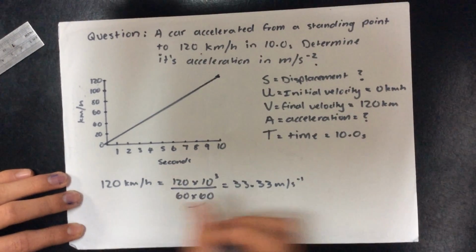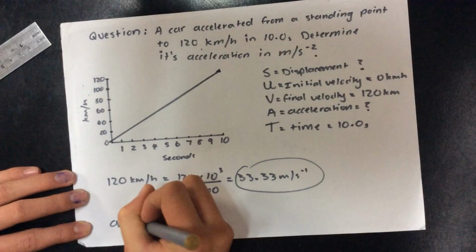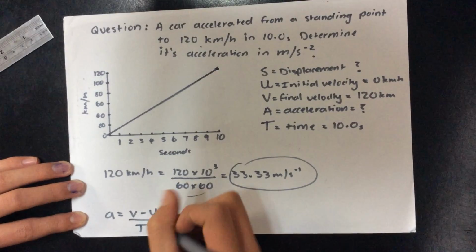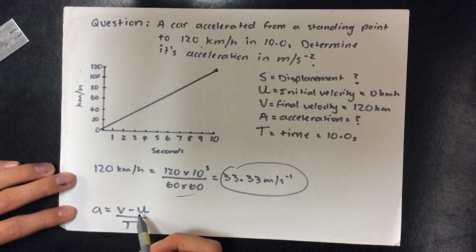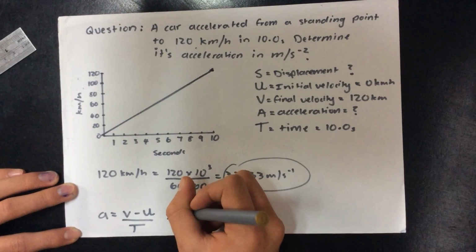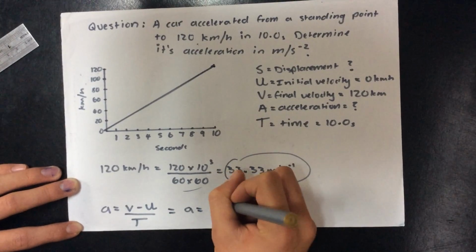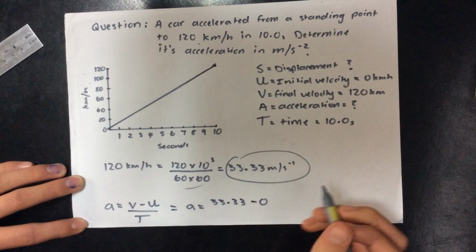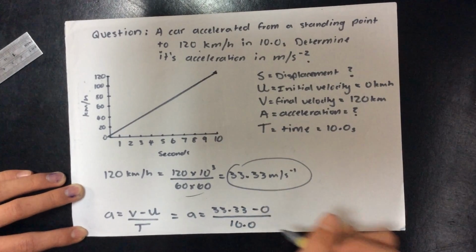So once you've found this, you would use it in this equation: A equals V minus U over T. A is the acceleration, V is the final velocity minus the initial velocity, over time. So you just substitute this in, and A is equal to 33.33 minus 0, because that is the initial velocity, over 10 seconds.